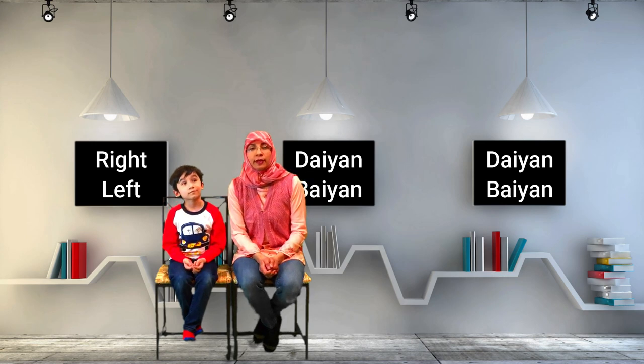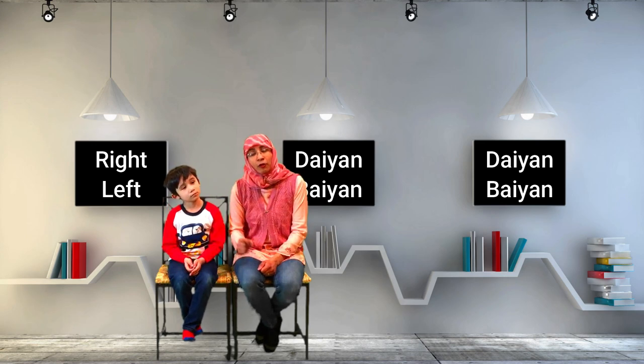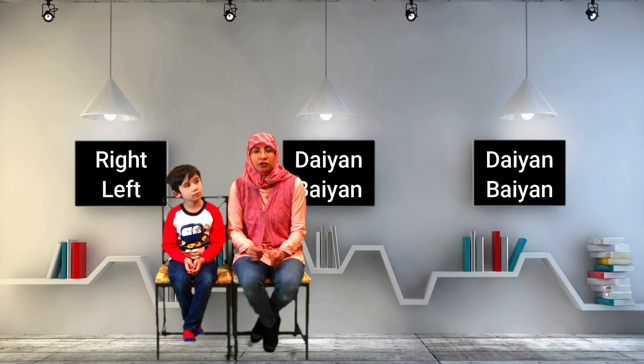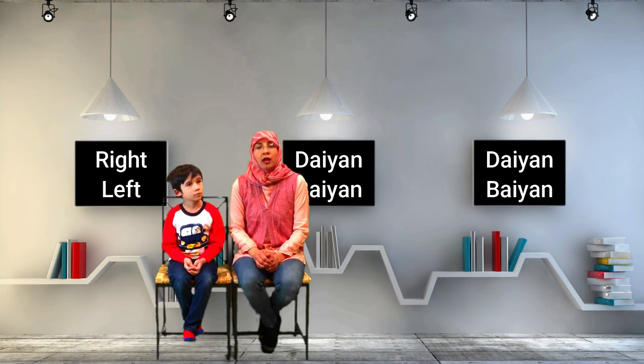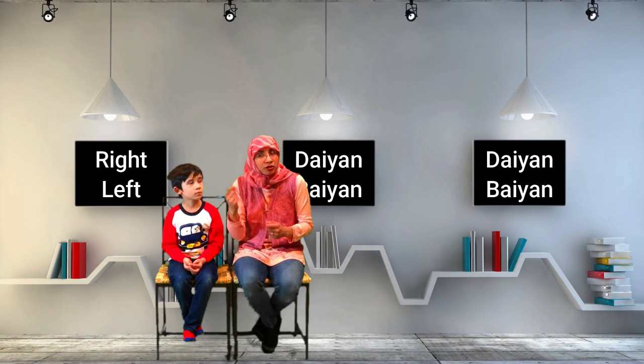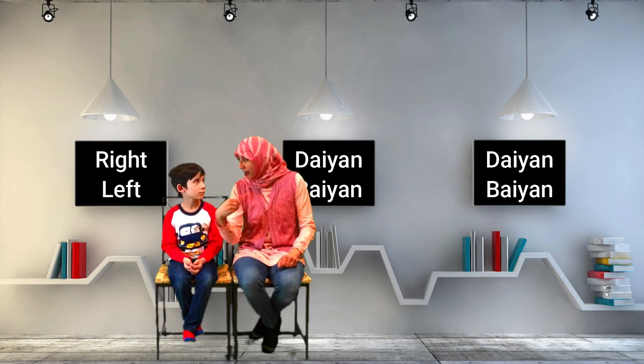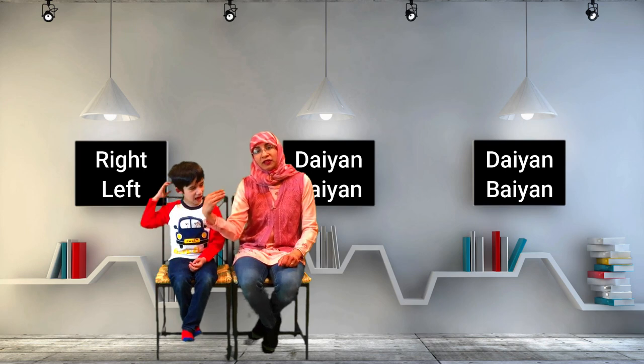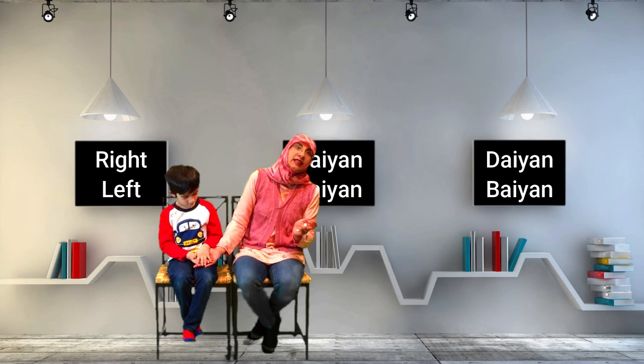And friends, just to remember, I know most people write or eat with the right hand. Some kids do write with the left hand. That's okay. But most people do it with the right hand. So we're going to remember, which is the writing hand? The right hand, right. Daiyan. And baiyan is left hand.